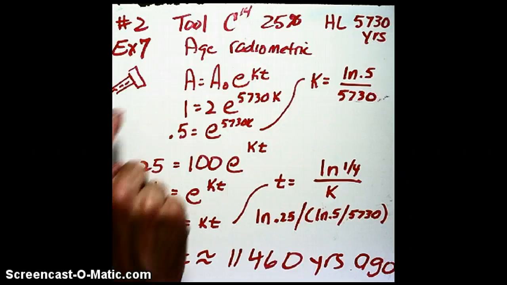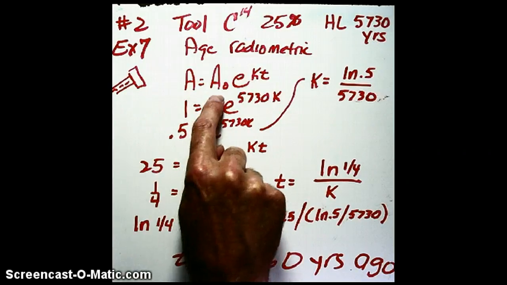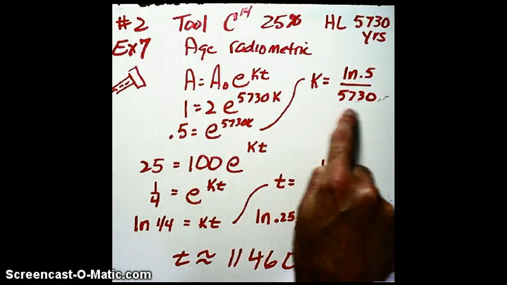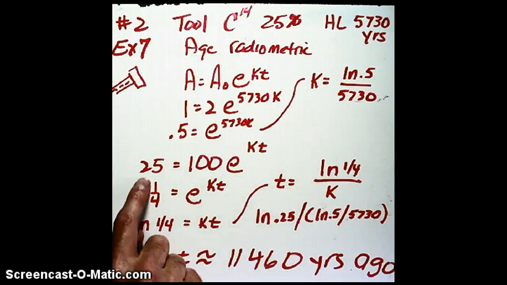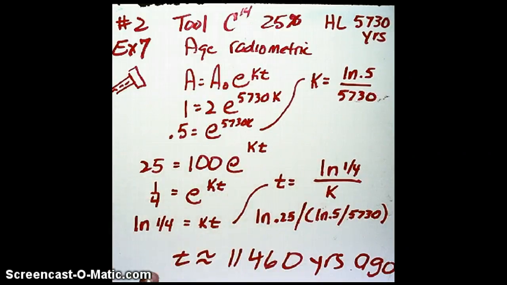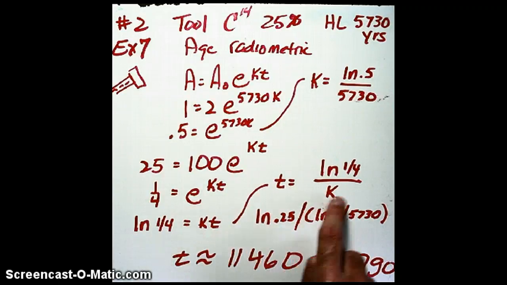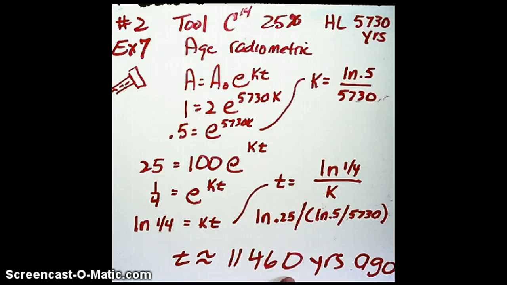How old is this tool? I use the formula, I find k, I left it in that form, 25% was remaining, I solved the problem, I just left k right there, here's k, I substituted k back in, I got 11,460 years ago. That's called radiometric dating.